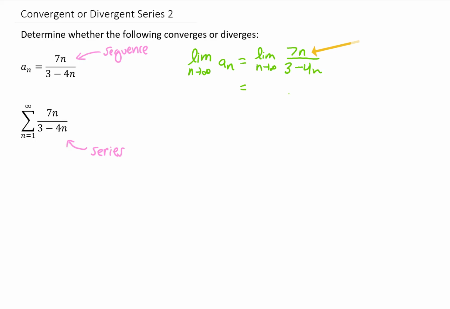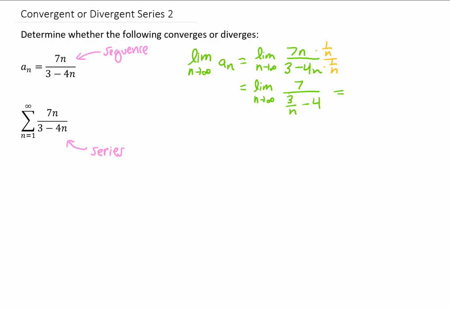Noticing that the numerator and the denominator both have an n, and the highest power on n is just 1, it makes sense for us to multiply both the numerator and the denominator by 1 over n. Multiplying 7n times 1 over n gives us a 7 in the numerator, and distributing this 1 over n through the denominator gives us a 3 over n minus 4.